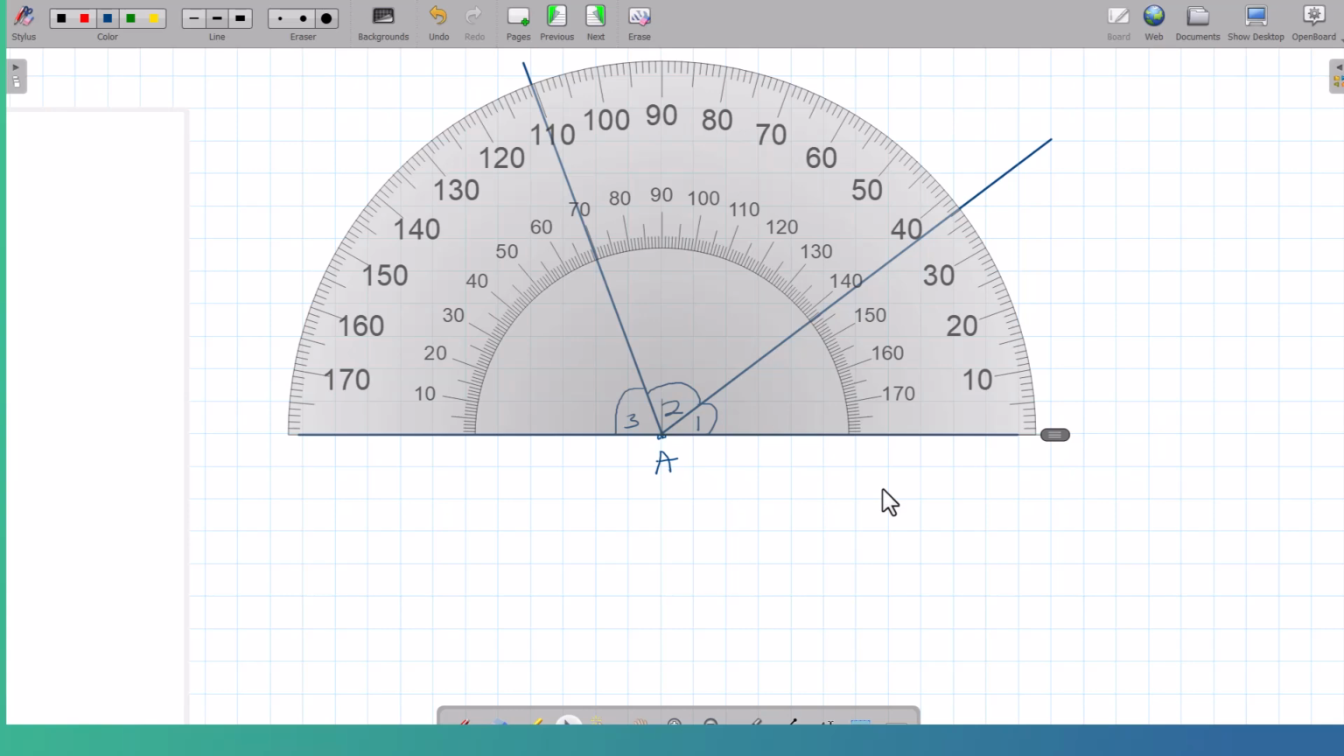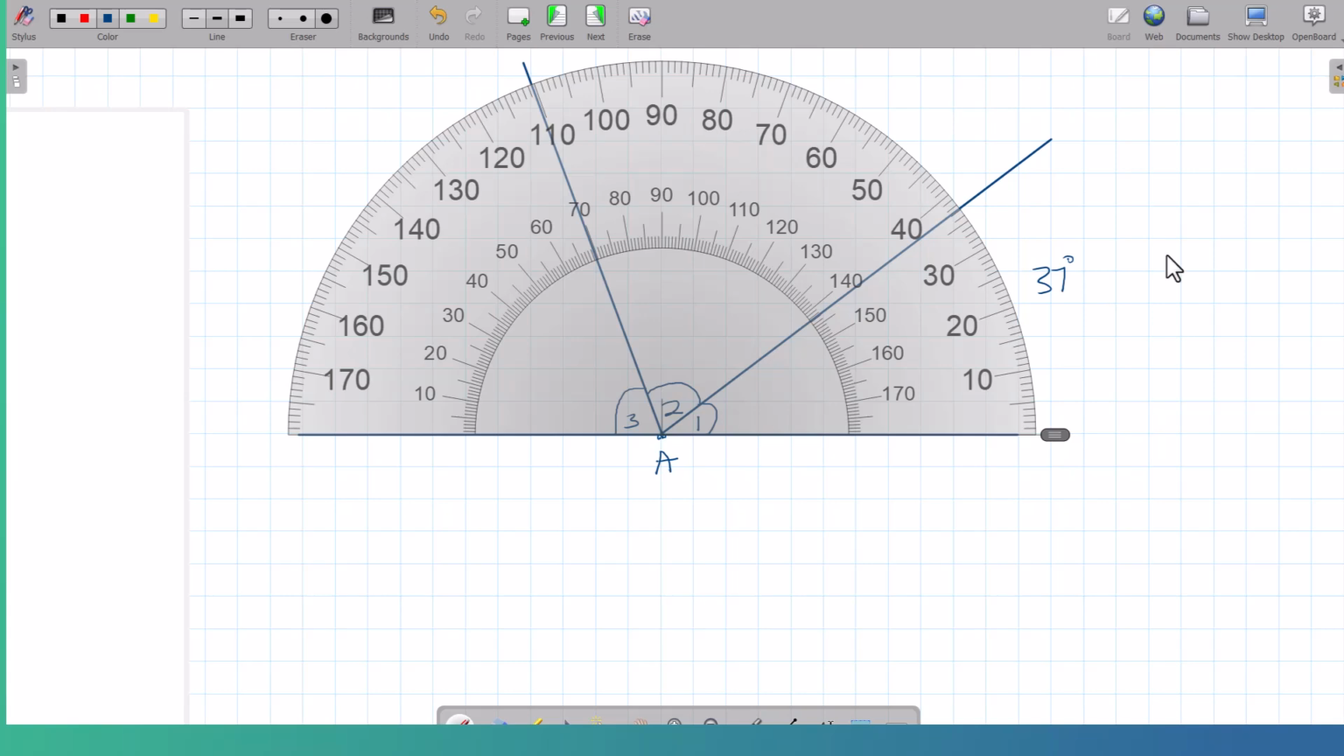You see them? Because I'm moving up, it means I used the outside scale, which was zero. This one was zero here, and then 10, 20, 30, and 40. But the line is before the 40, so this is actually 35, 36, and 37. So my angle here is 37 degrees. That's my angle A1.